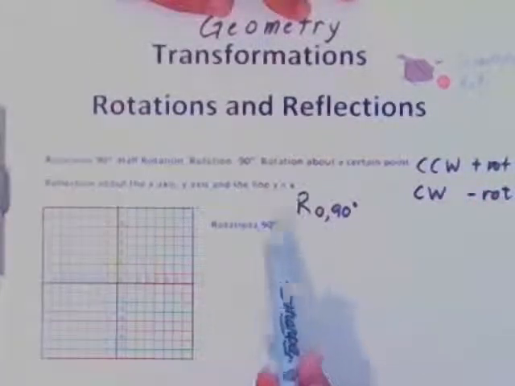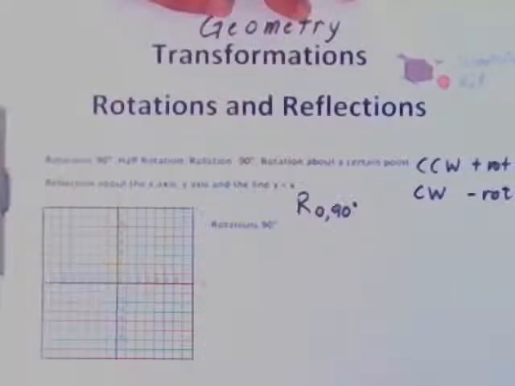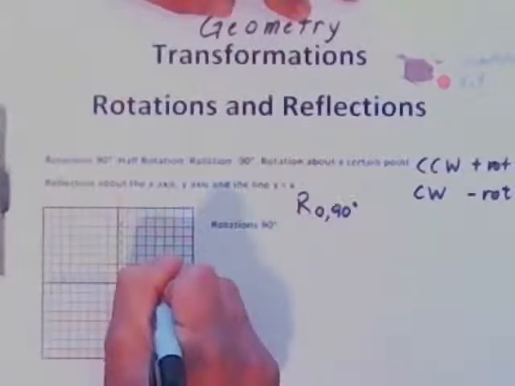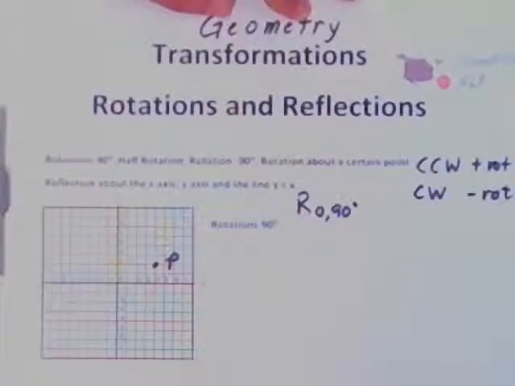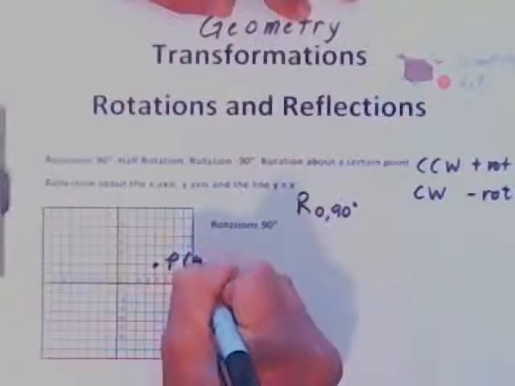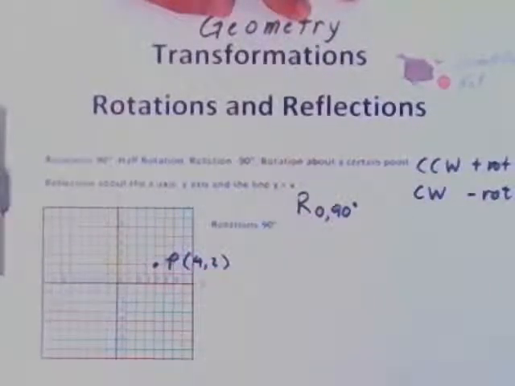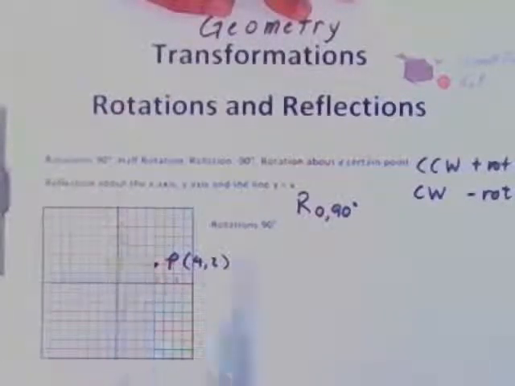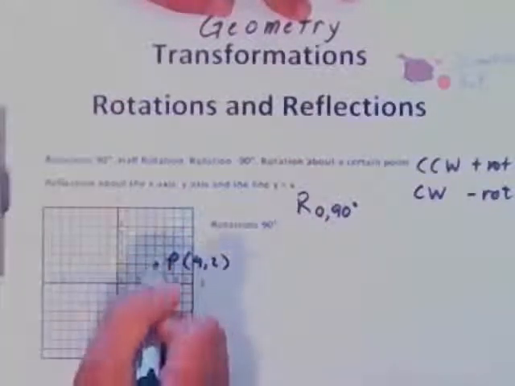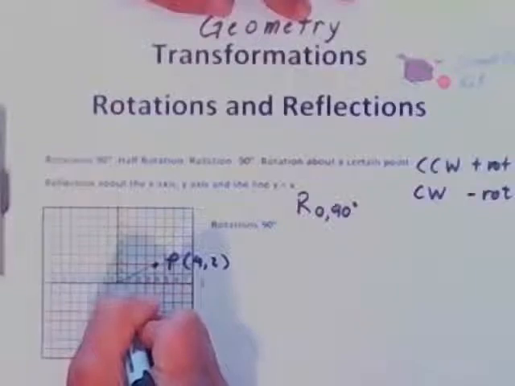I'm going to do a 90-degree rotation. So I'm going to pick a point. Let's pick the point 4, 2. Let's call that P. So there's a point P called 4, 2. And we're going to try to rotate this image about the origin 90 degrees. One of my students said it should be somewhere around here. A good way to show that it's not in the first quadrant is to draw a line to the origin right here.